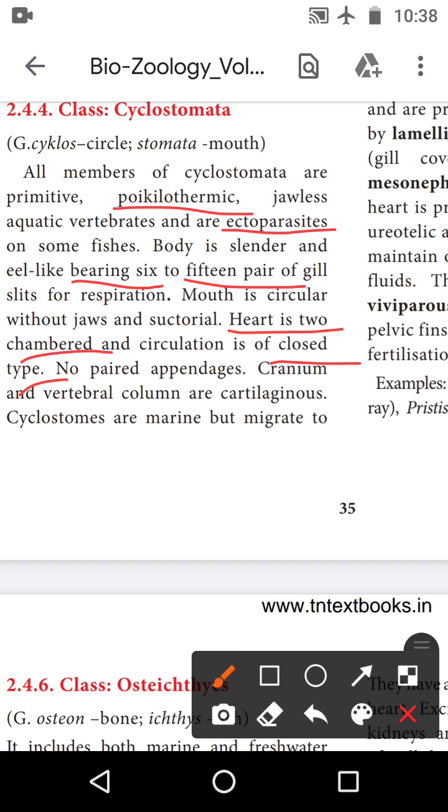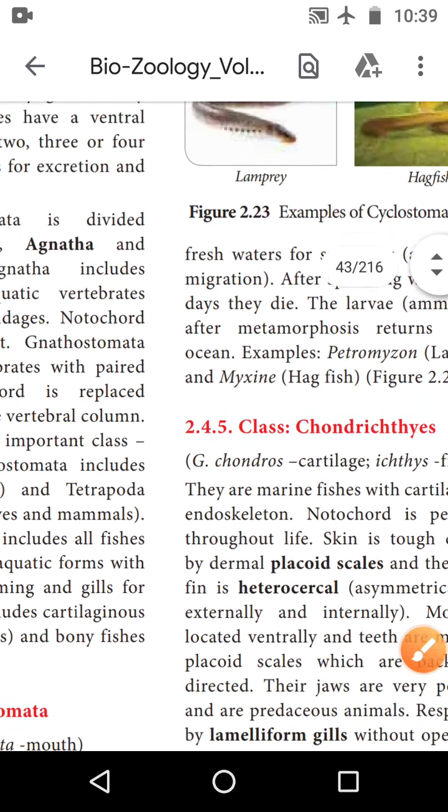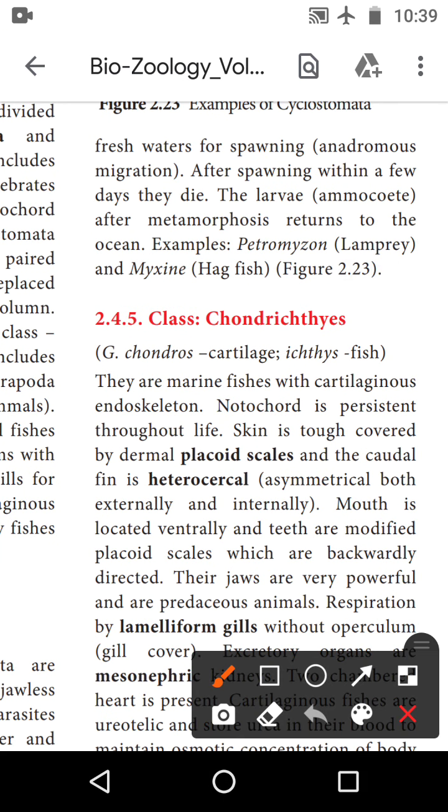So no paired appendages; appendages are absent. Cranium and vertebral column are cartilaginous. Then cyclostomes are marine but migrate to fresh water for breeding. Migration means moving from one place to another place. So after a few days they die.